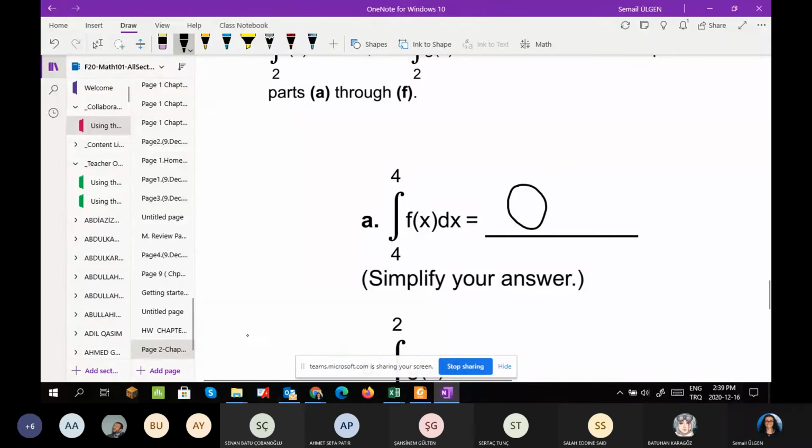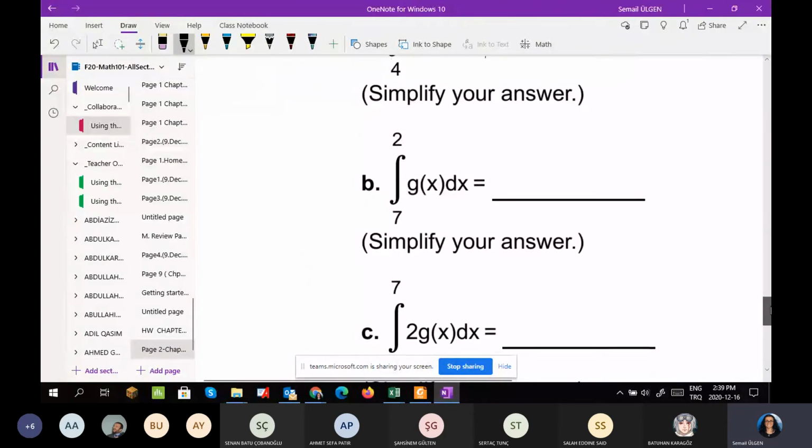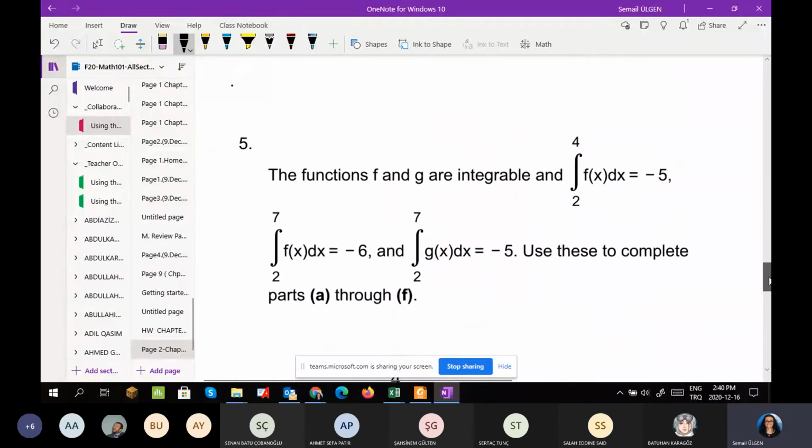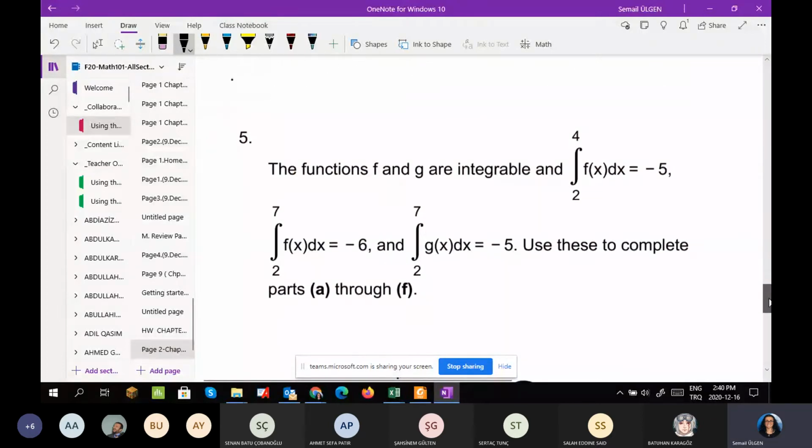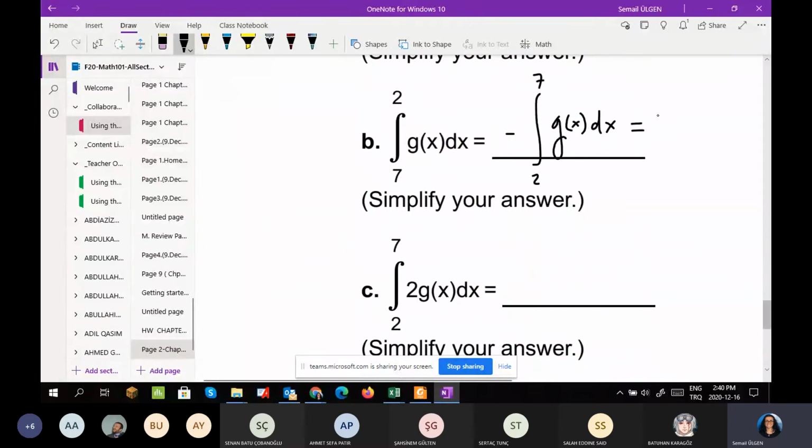Okay. All right. And then let's look at the second: the integral from 7 to 2 of g(x) dx. We are going to interchange the limits, so it's going to be the integral from 2 to 7 of g(x) dx, and it is a negative of that value. Let's go up here. The integral of g is -5, times negative, it is 5. So we got that it's 5.